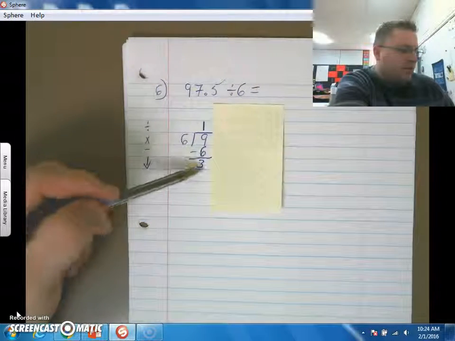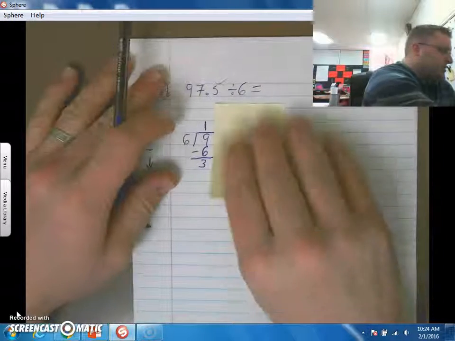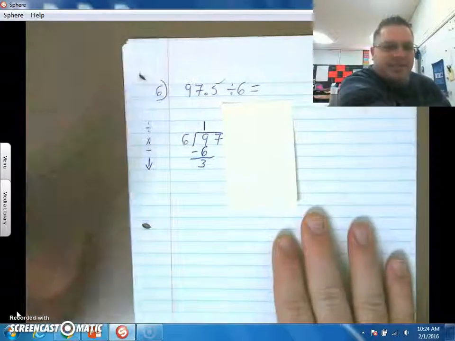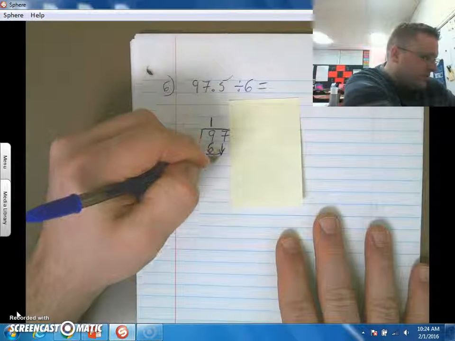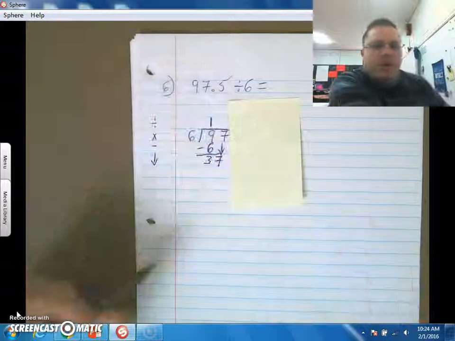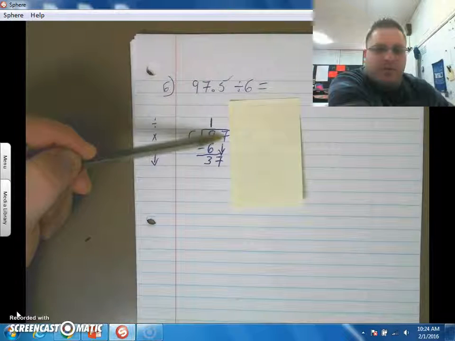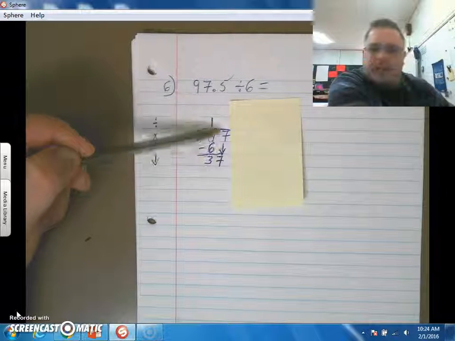I can check. 3 is less than 6, so I did that right. And then I drop. So I look next door, and there's my 7. So the 7 comes down, and this is what I'm talking about. My quotient now is going to go in line with this whole work I'm showing. Everything is staying in line.